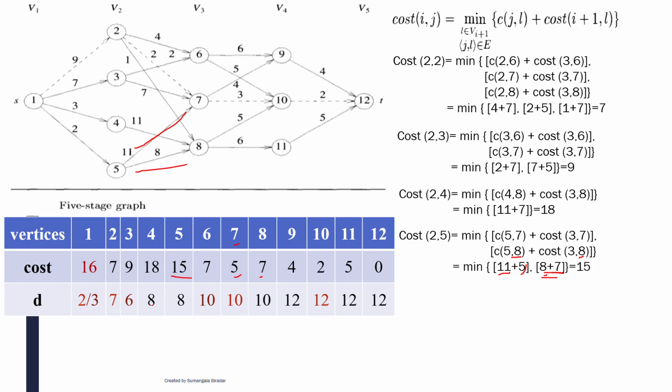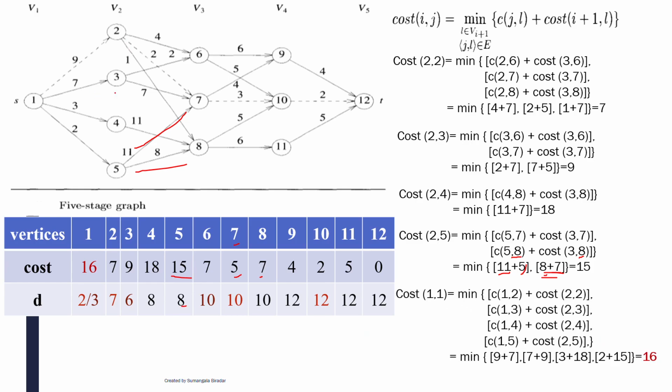That is the 8 here. So that one you have to update in the table here. Next, this stage is also completed. Next, last stage, that is the first stage here. So in the first stage, stage 1, only one vertex is there. That's why cost of first stage and one vertex here.